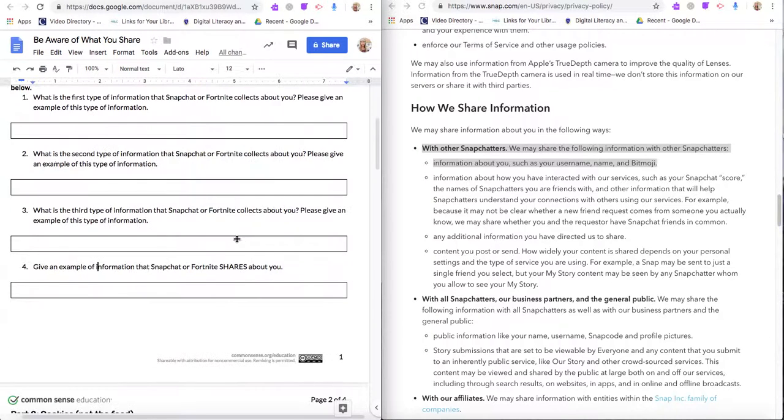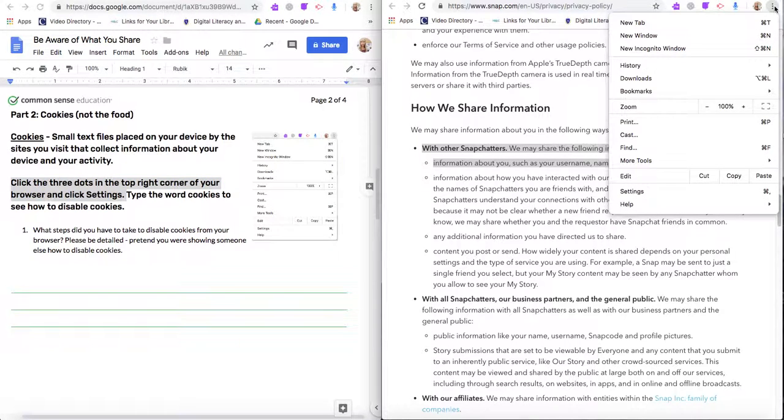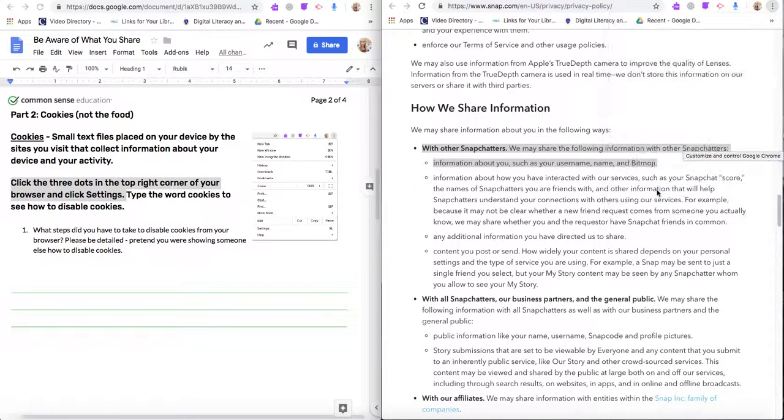Okay, then if we scroll down to the next page, part two, cookies, not the food. Cookies are small text files placed on your device by the sites you visit that collect information about your device and your activity. What we're going to do here on the right-hand side is follow the directions here: click the three dots in the top right corner of your browser and click settings. So that's what we're going to do here, dots, and then settings.